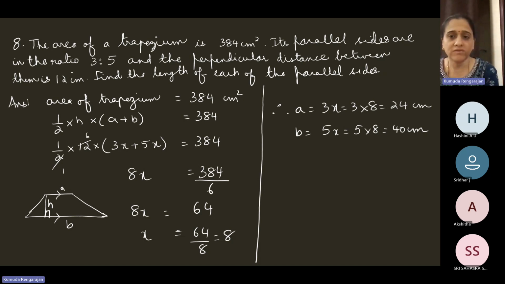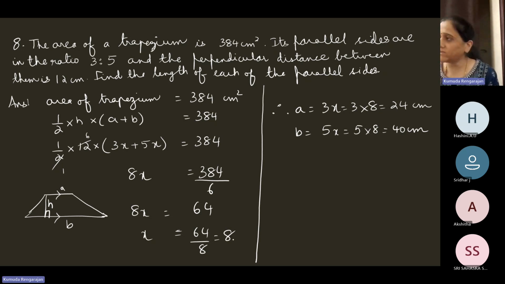All right. Now it's given that the distance between the parallel sides is 12 centimeters. H is 12. But the parallel sides A and B are not given. The ratio is given, 3:5. So let the parallel sides be 3x and 5x. So half into 12 into 3x plus 5x is equal to area 384. You can cancel 2 and 12. So 6 comes to the other side for division. 3x plus 5x is 8x. When you divide, you get 64. So x is equal to 64 by 8, which is 8.